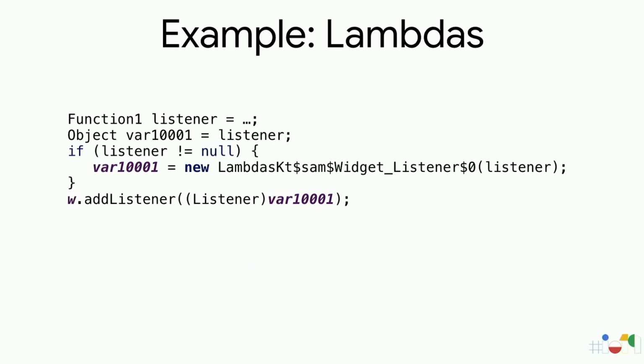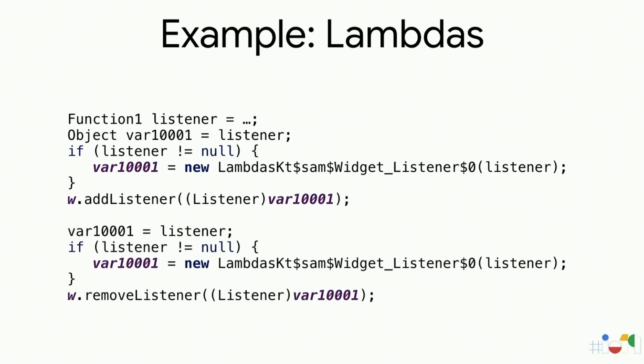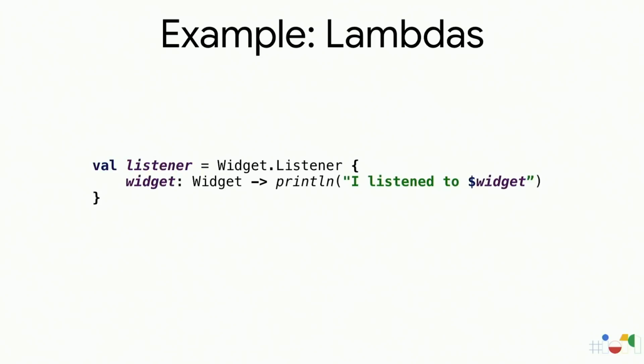And you can probably guess what's coming up next. When we call remove listener with our Lambda, it gets wrapped again, but it's a different instance. So we're trying to remove a different listener, and so we actually leaked our listener. And this is the kind of stuff that Android Studio will warn you against. The fix is fairly easy. You just have to be specific about the type of your Lambda.